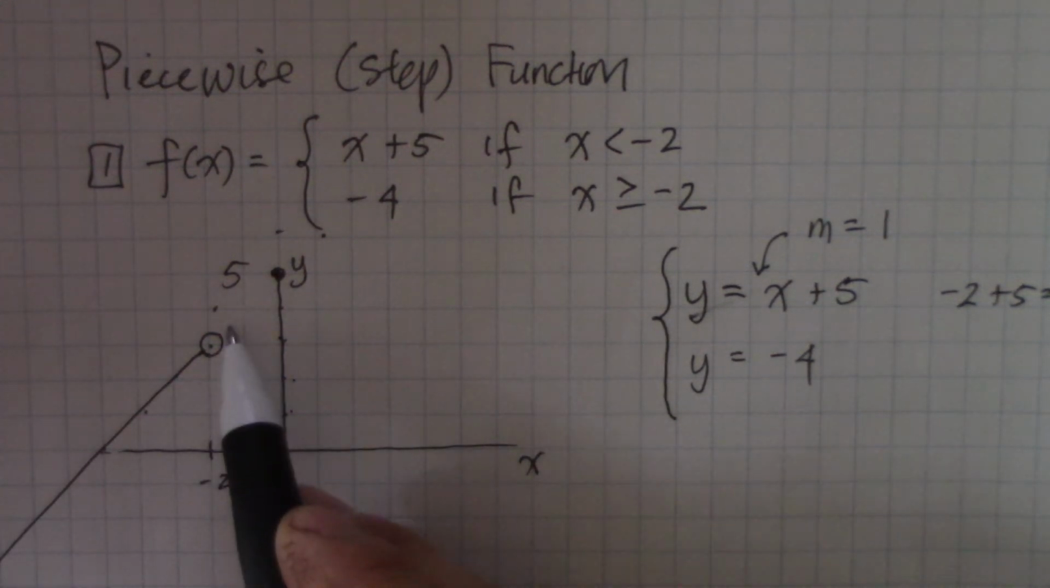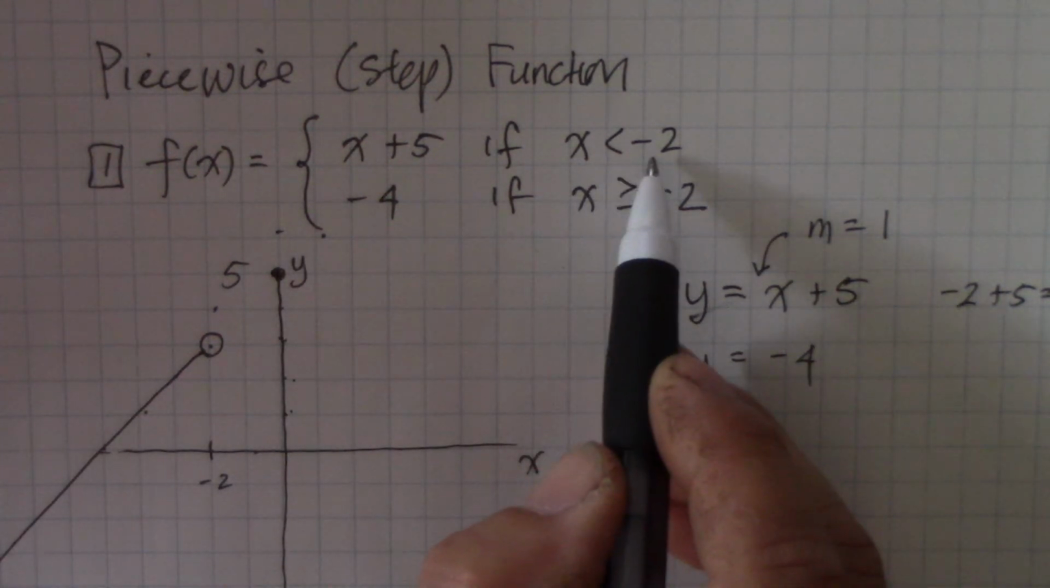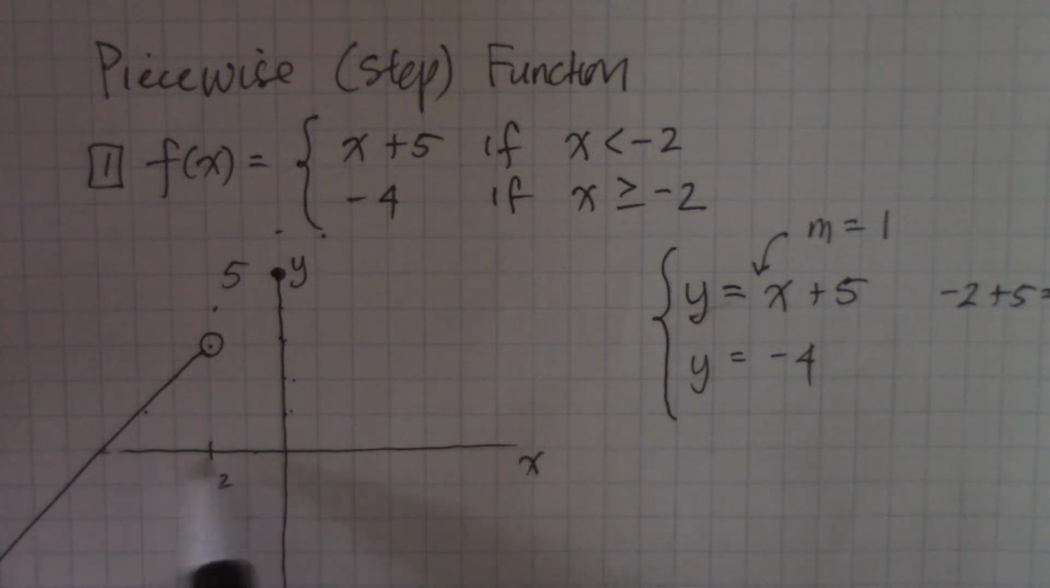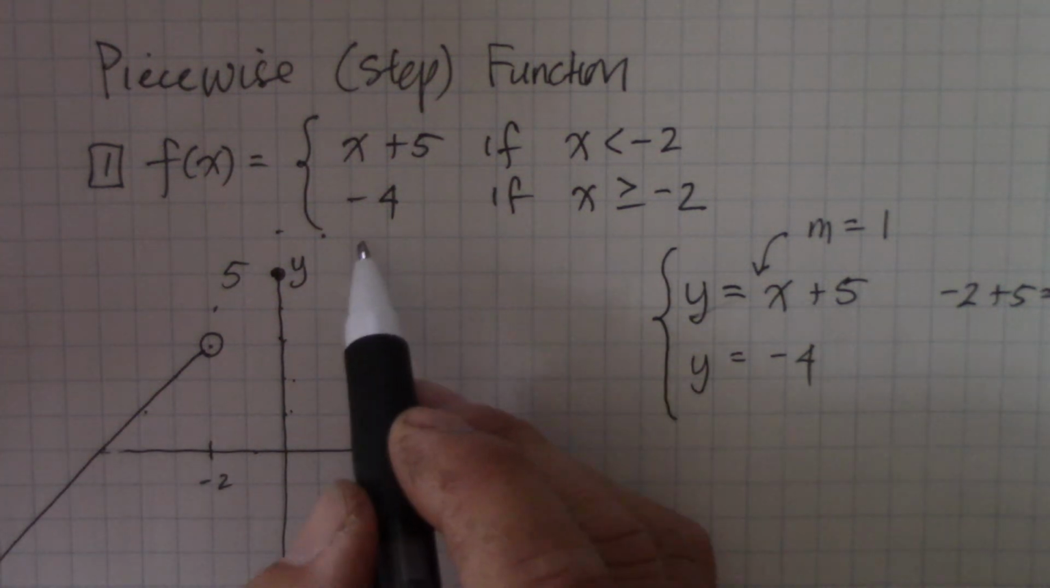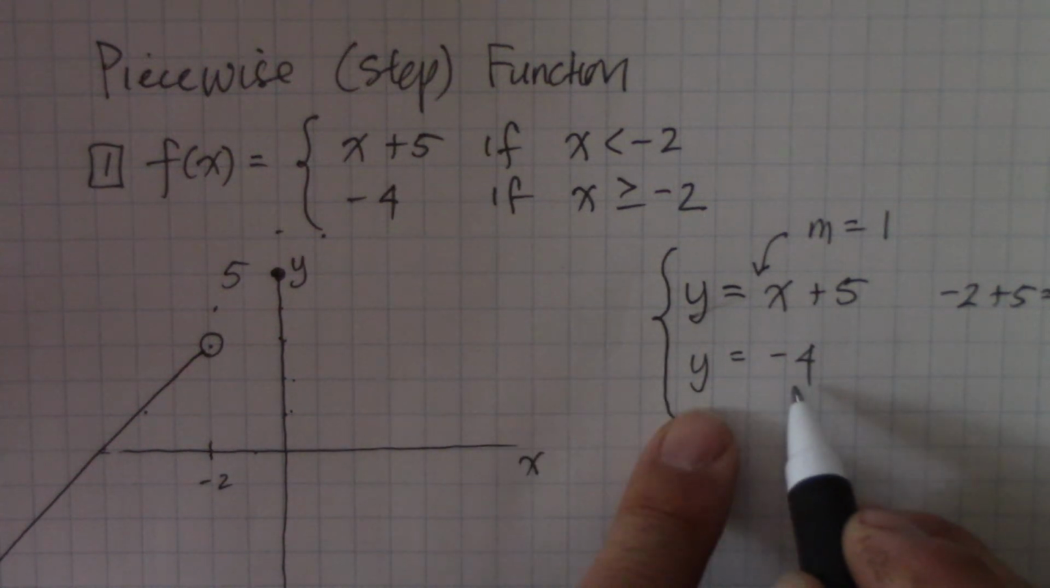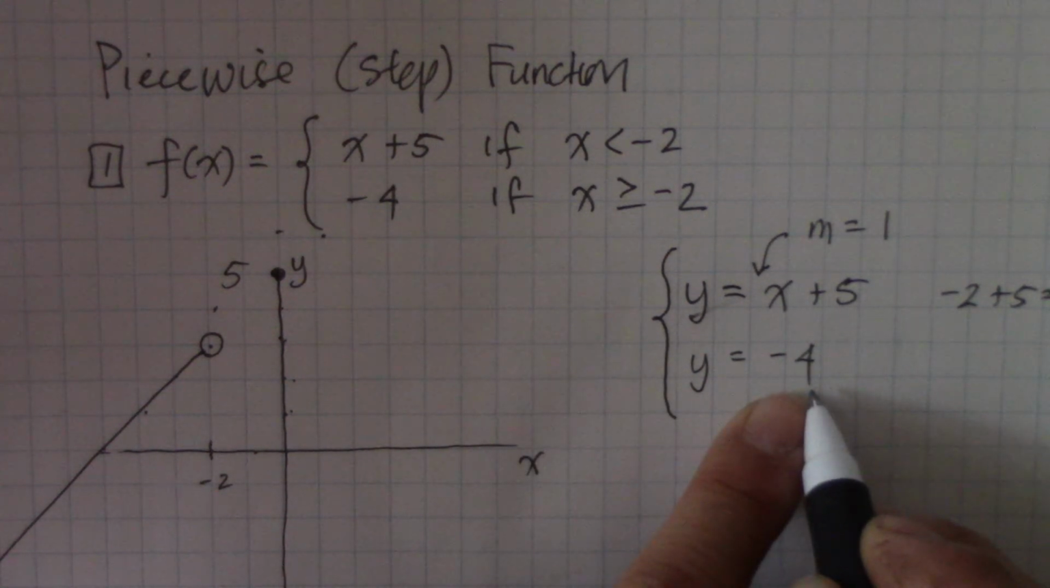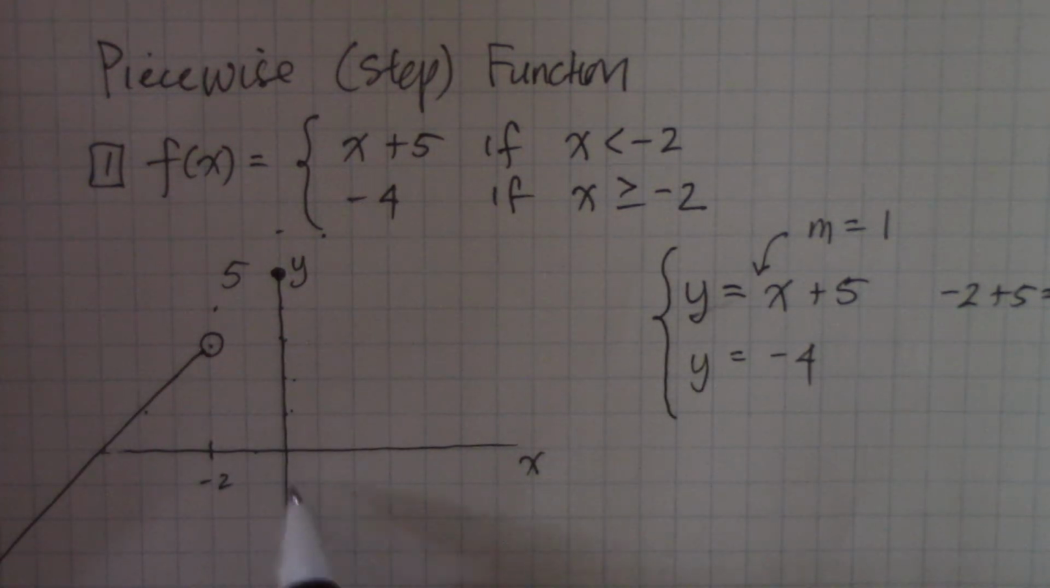You see that? But we don't consider numbers that are greater than -2. Only the numbers that are less than -2. See that? -2, -3, -4. And what is the second function? Second function is y is equal to -4. It means it doesn't matter what the x is. It will always be going through -4. 1, 2, 3, 4. So here's -4.